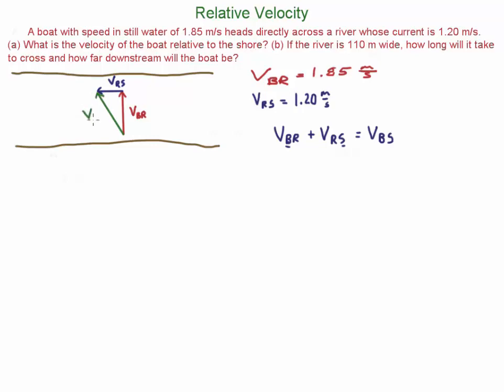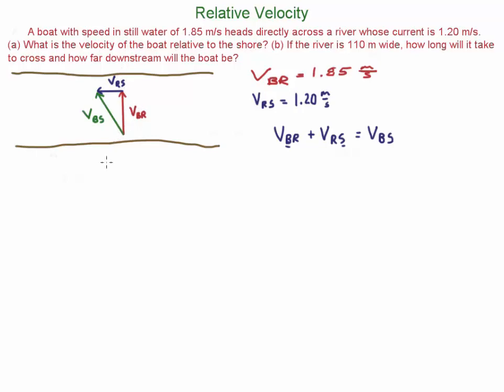So we've got V of the boat relative to the shore. And you can see that because the current's pushing it to the left, it doesn't move straight across the river. It moves this way. And that's why they can ask questions like, how far downstream will it be? Because it will not be straight across the river.